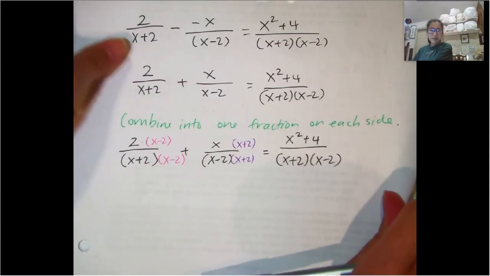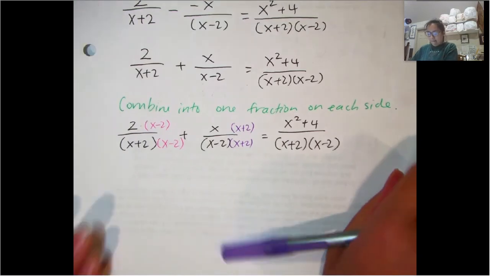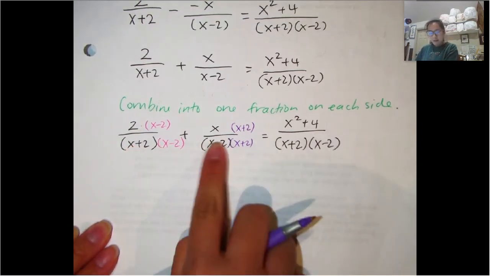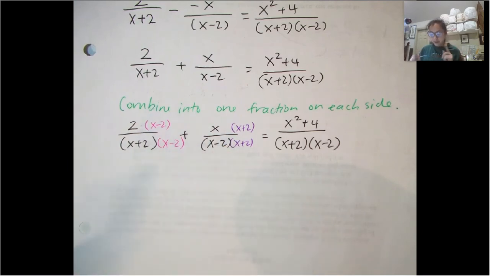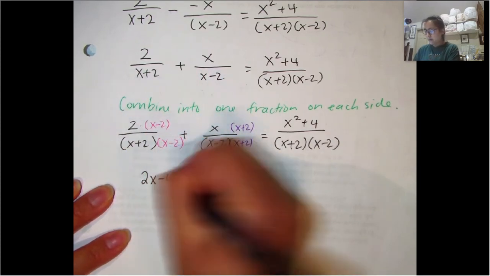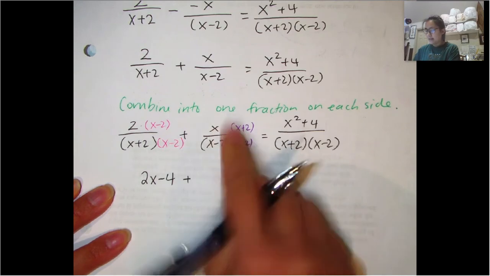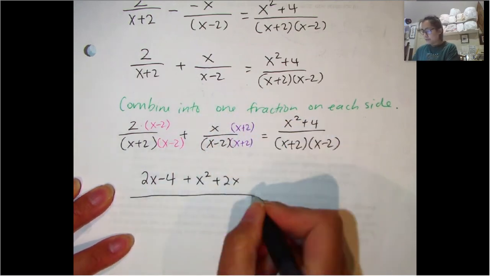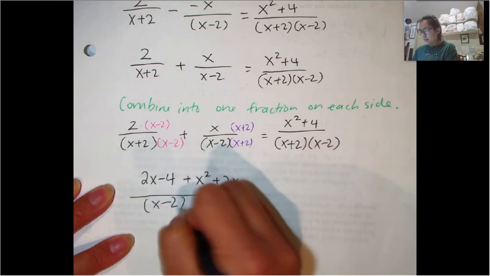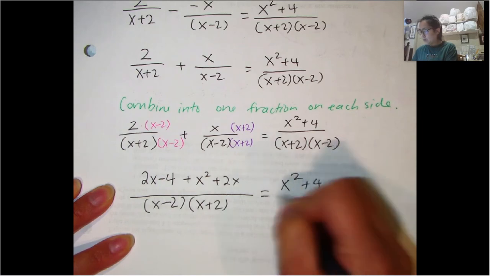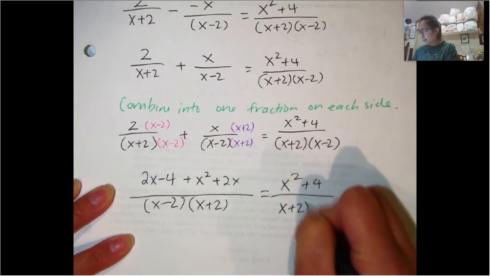Let's go ahead and simplify. Since these two now have the same denominator, x plus 2 times x minus 2 and x minus 2 times x plus 2 are the same thing, because multiplication is commutative. We'll distribute the 2. We have 2x minus 4 plus, and then x times x is x squared plus 2x, over x minus 2 times x plus 2 equals x squared plus 4 over x plus 2 times x minus 2.